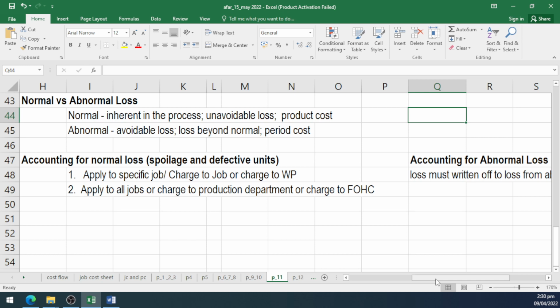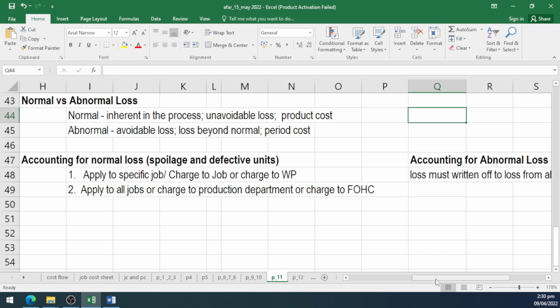If the spoilage or the defective units or the rework is unique to a specific job, meaning that defect or that spoilage happens only in one particular job, unique to a particular job, apply to a specific job ang gagamitin doon. In such a case, como yung spoilage at rework ay it happens only to a particular job.